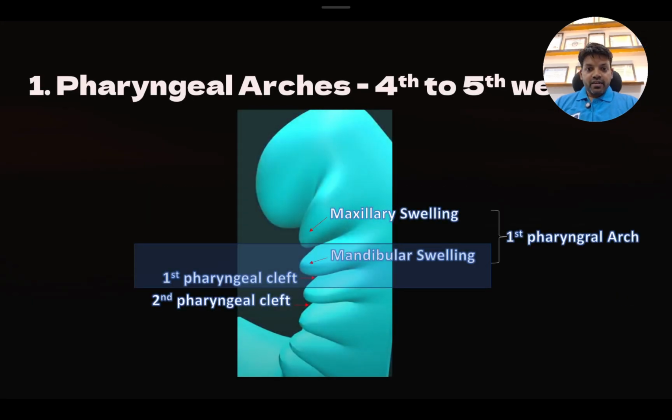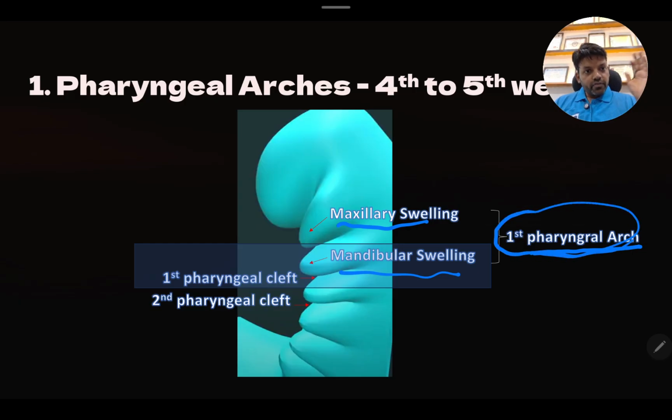Now you have already understood the arches. In the arches, the first pharyngeal arch has two swellings. Swellings means you can say outgrowth or protrusion or branch. You can't call them branches, but it has kind of two outgrowths. One is the maxillary swelling and one is the mandibular swelling. Okay, so maxillary swelling and mandibular swelling. The pharyngeal arch is one.